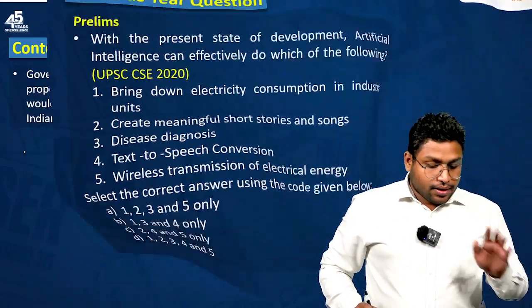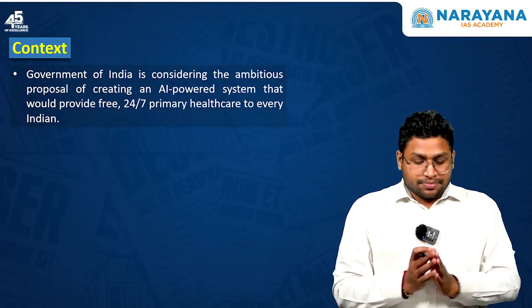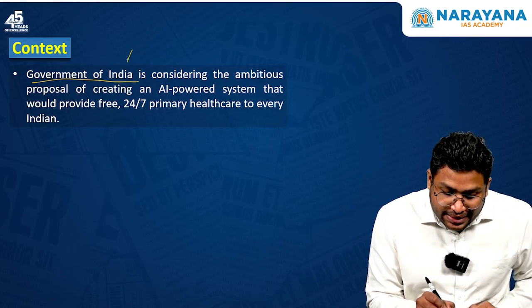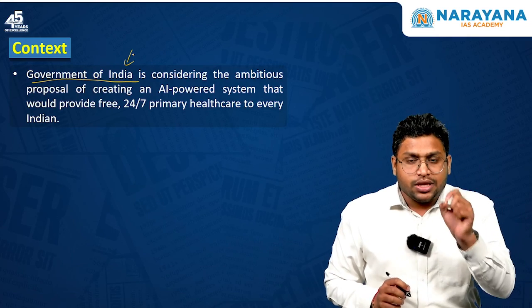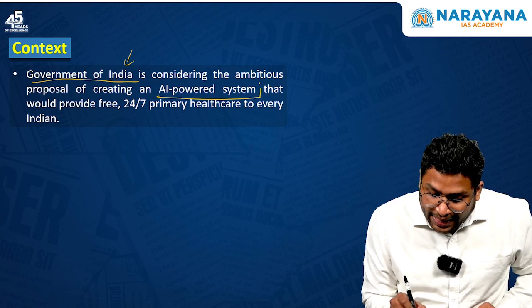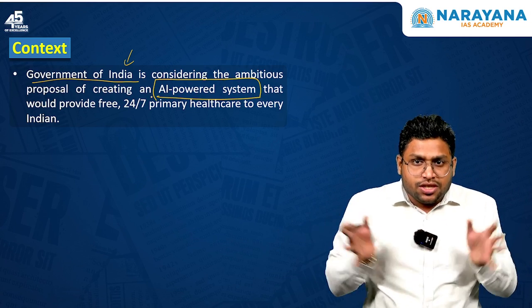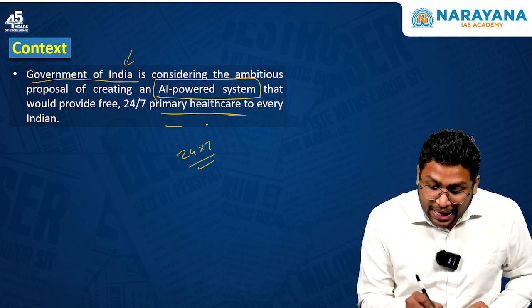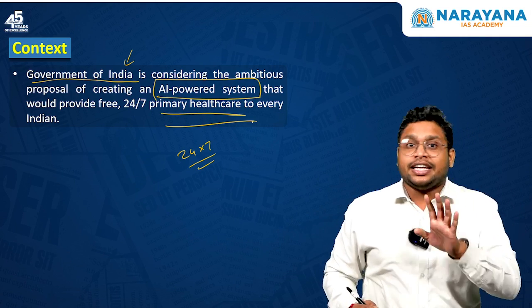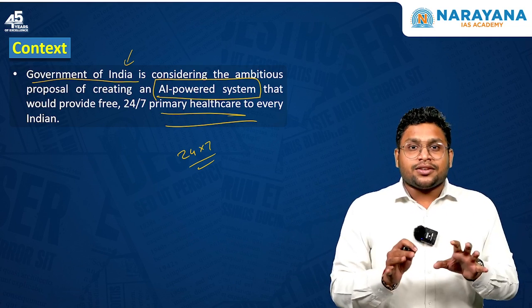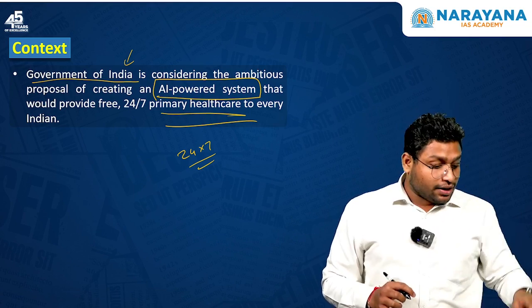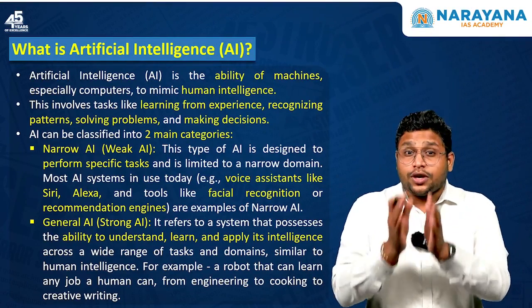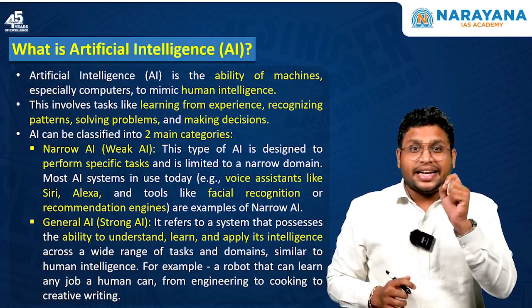Okay. Now moving ahead, what is the context? Government of India is considering a proposal. That proposal says that we can build an AI-powered system, a complete system, which can provide 24/7 primary healthcare to every Indian living in India. Now to build this, we need to focus more on artificial intelligence as a technology. Now first of all, what is artificial intelligence?